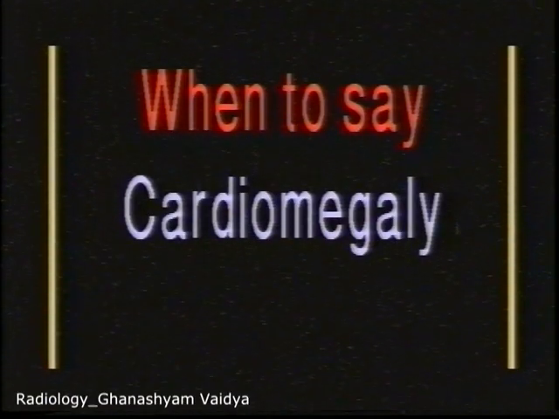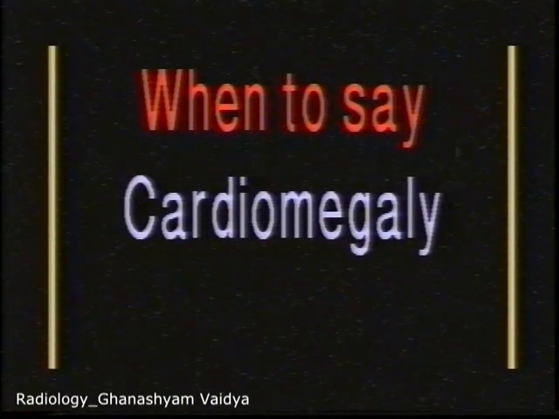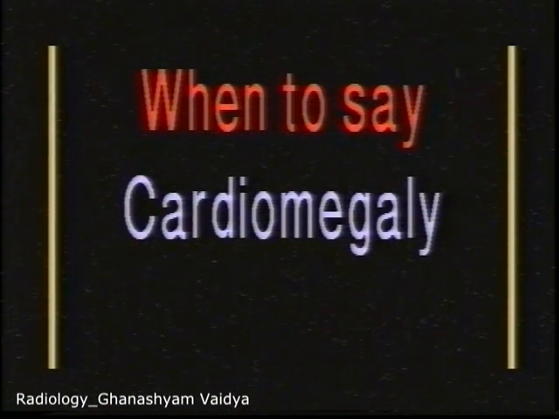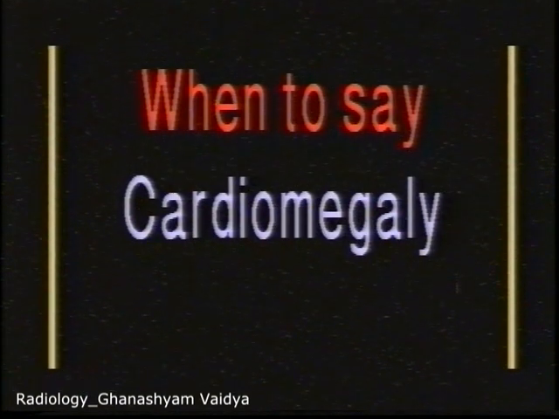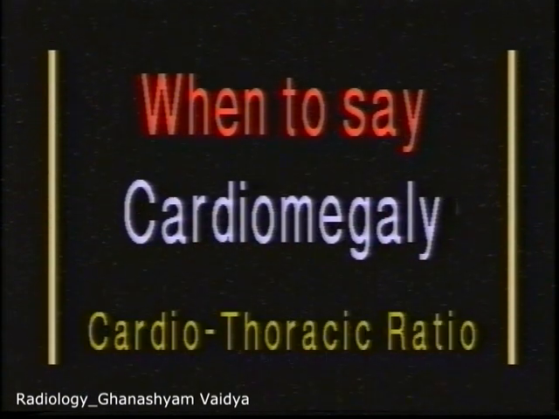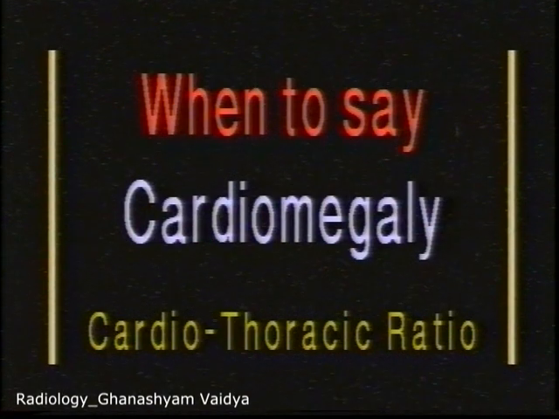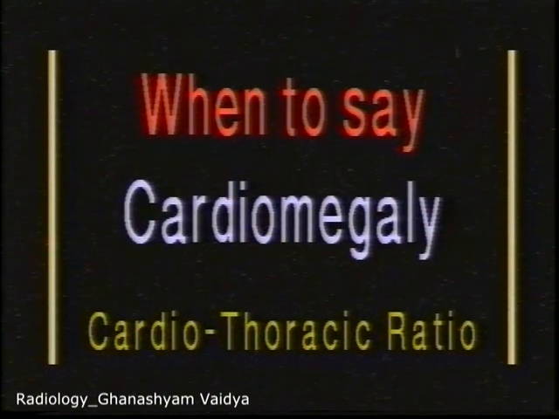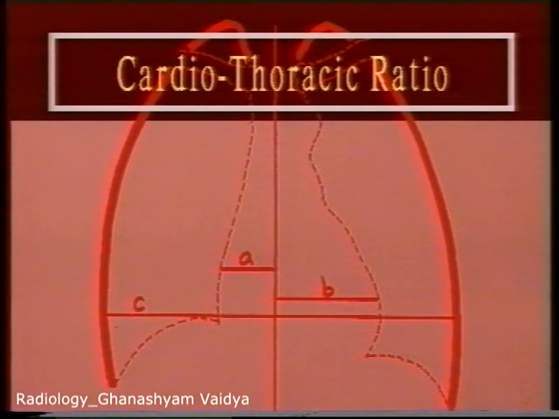The shape and size of the heart varies with the shape of the chest and build of the patient. So cardiac size is measured in relation to the chest size and expressed as cardiothoracic ratio. First, draw a vertical line in midline through the center of the spine. The maximum distances of the right and left heart borders are measured from this line as A and B. Now A plus B gives the maximum transverse diameter of the heart.